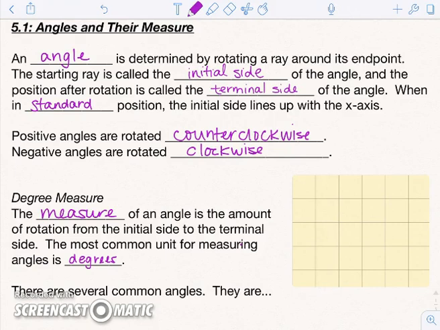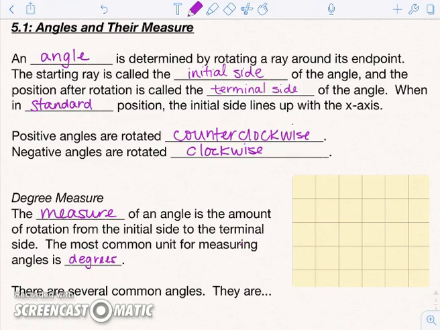Think about this. Initial, the beginning, the start. We talked about initial time, what's the initial amount of mass when we're talking about exponential decay or exponential growth. Initial meaning start. The initials of your name are the first letters of your name. Terminal, meaning the end, to terminate something, to finish it. So the terminal side of the angle is the end.